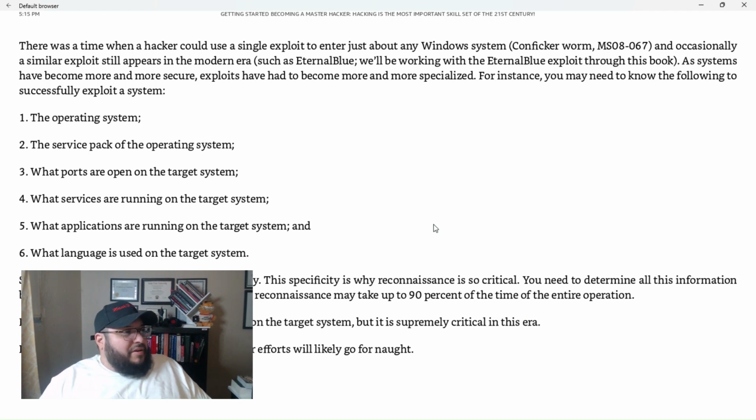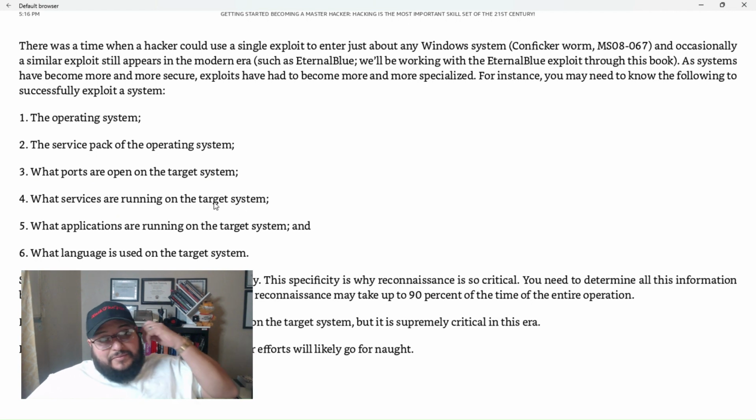As systems have become more and more secure, exploits have become more and more specialized. For instance, you need to know the following to successfully exploit a system. The operating system. Now this is important, this is what I was talking about. You need to know the operating system, if it's using Windows or Mac, and what version of Windows, what version of Mac, I guess. I don't know, I've never hacked a Mac before. Man, my eye is itching. The service pack of the operating system, what ports are open on the target system, and you're going to use Nmap or some scanning tools to see what ports are open. Now, if you don't know what ports are, you're going to know what ports are in a minute. What services are running on the target system, right? You need to know what services are running to exploit. What applications are running on the target system, and what language is used on the target system. Sometimes even more information is necessary.